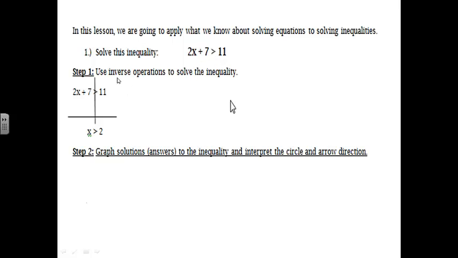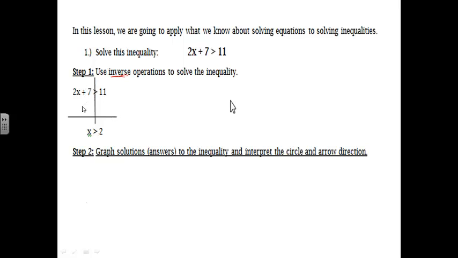So now we're going to use inverse. What does inverse mean? Good. Opposite operations to solve the inequality. Okay, let me show y'all how easy this is. I want you to ignore this greater than sign, and we're just going to work it out like we normally would.